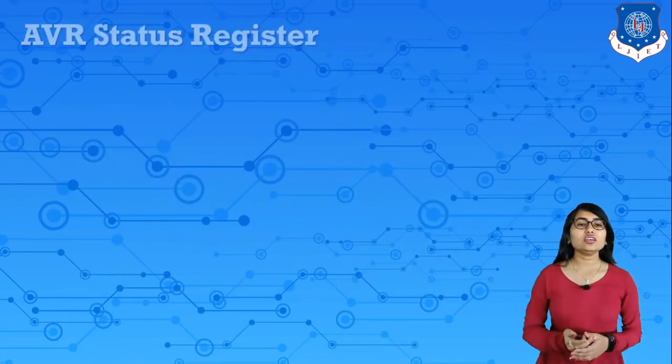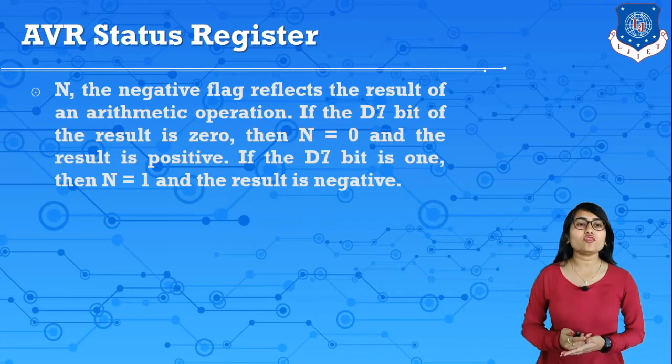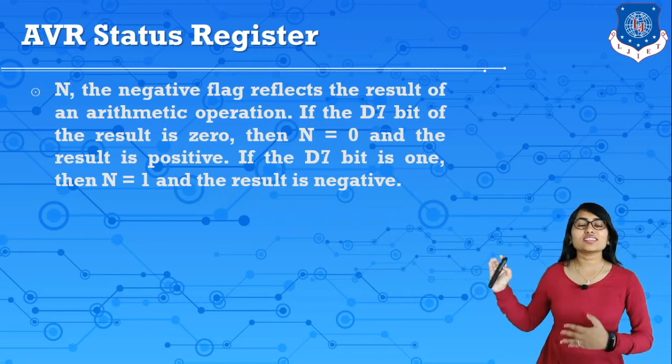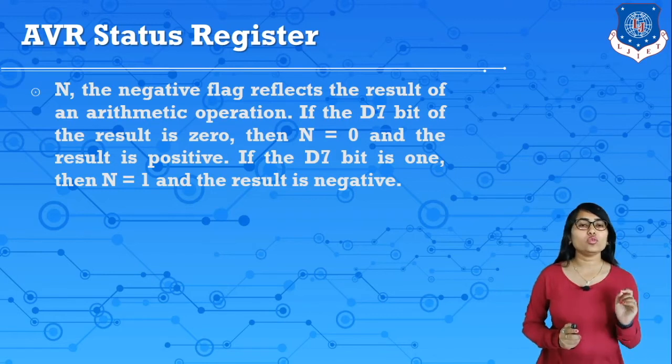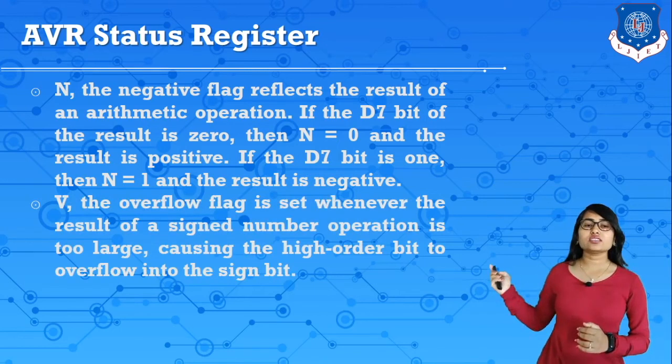Then next there is N, the negative flag. The negative flag reflects the result of an arithmetic operation. If the D7 bit of the result is 0, then N is equal to 0, meaning the number is positive. And if the D7 bit is equal to 1, that means the result is negative, so N is equal to 1. We identify that the result is negative from the D7 bit.